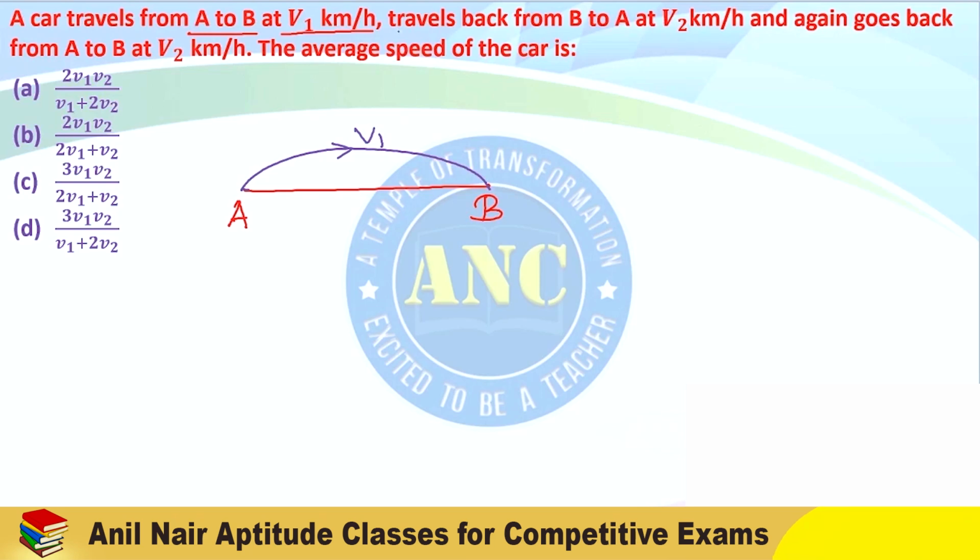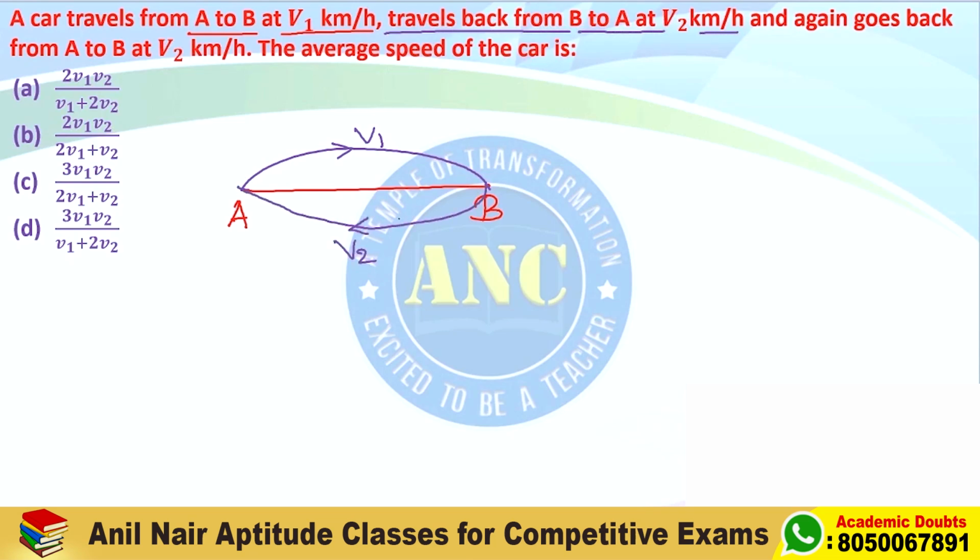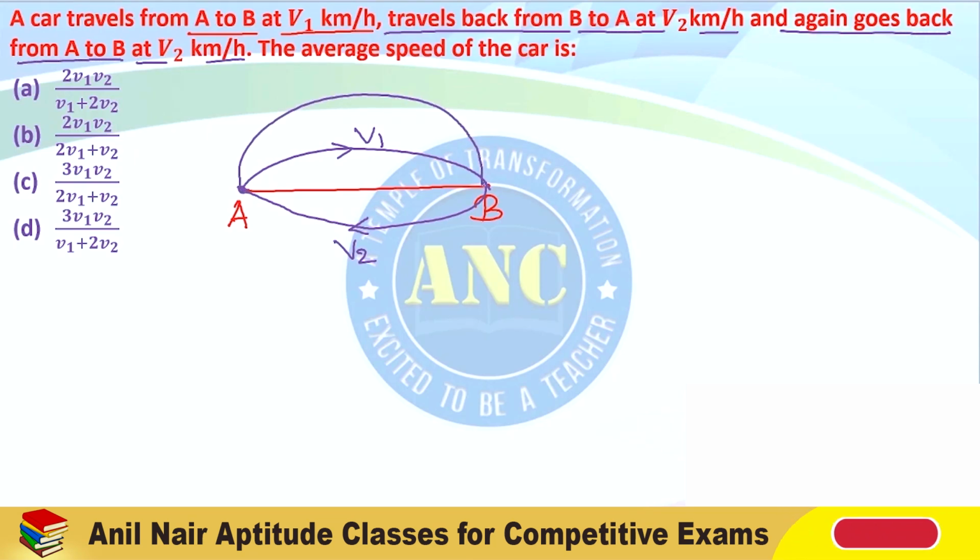V1 kilometers per hour. It travels back from B to A at V2 kilometers per hour, and again goes back from A to B at V2 kilometers per hour. Now it is at point A. Again it will travel from A to B, and this time it will travel at a speed of V2 kilometers per hour. Find the average speed of the car is the question.